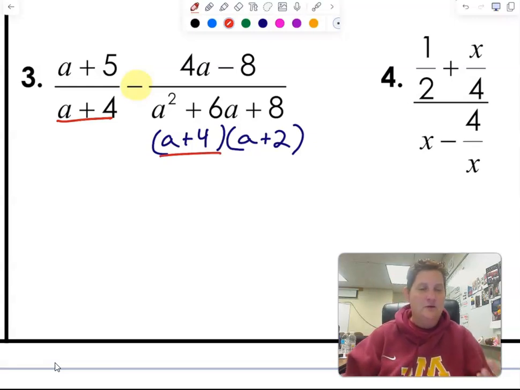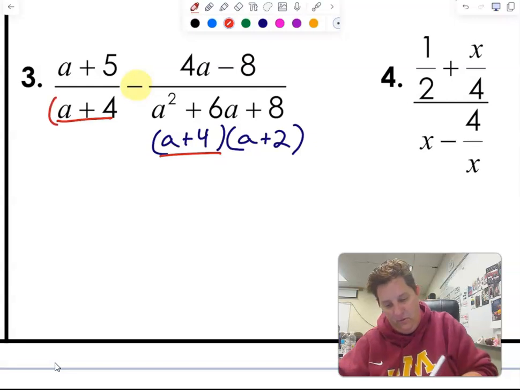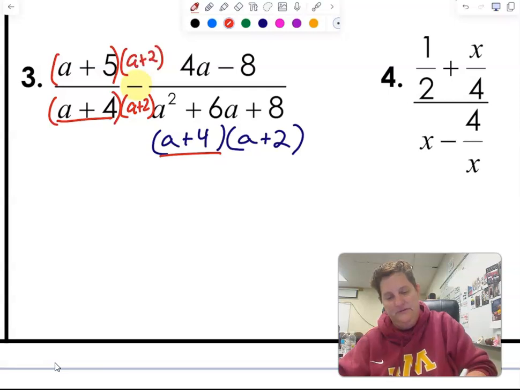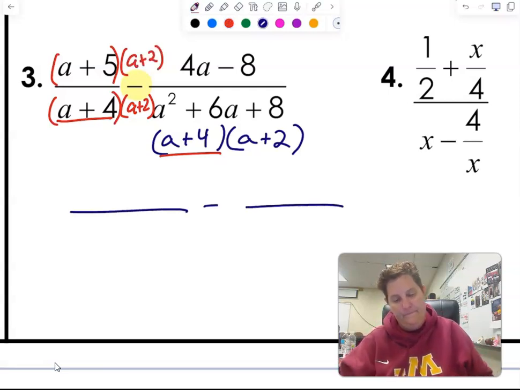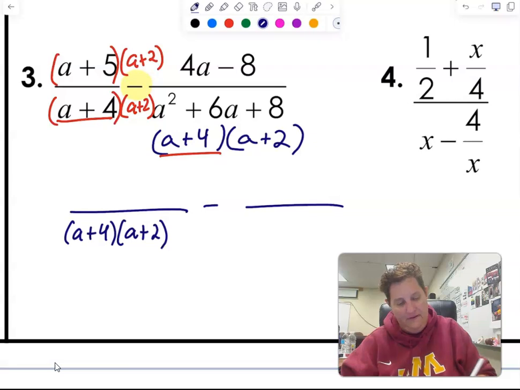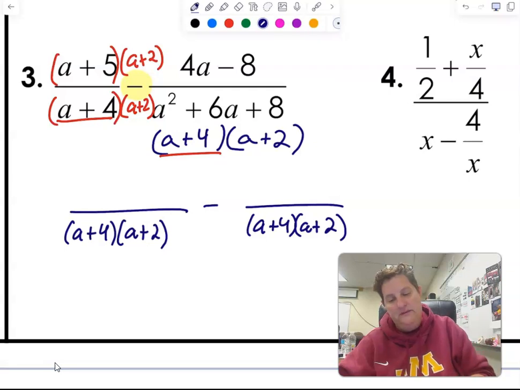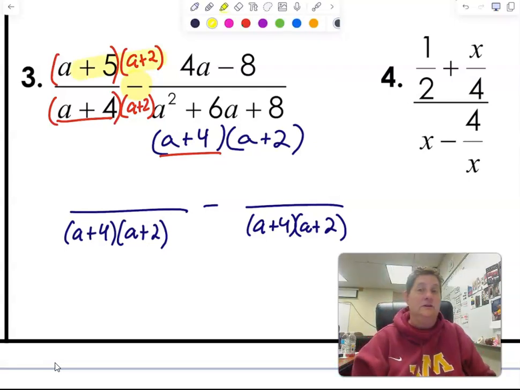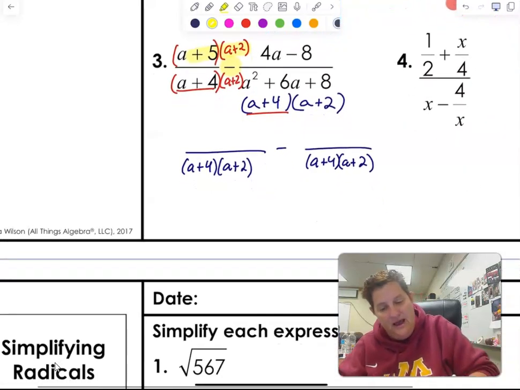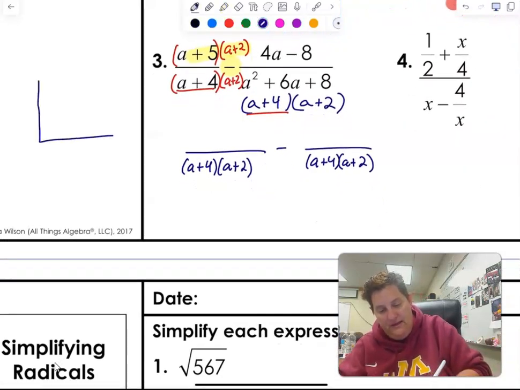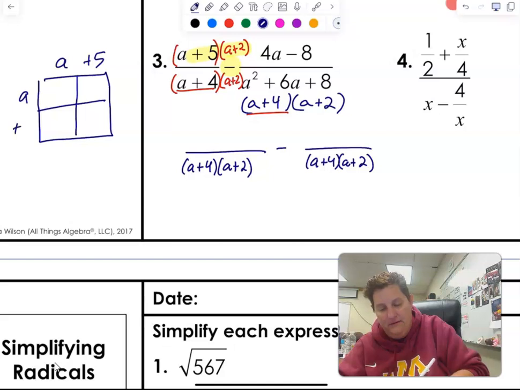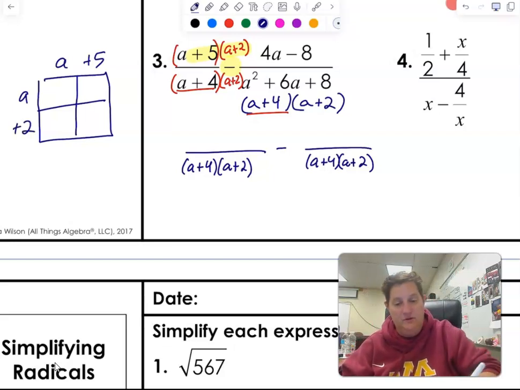That's great. So how do I make them have the same denominator? Well, this one needs an a plus 2, and this one needs an a plus 2. Okay? Now my denominators are the same. They're a plus 4, a plus 2. Now on the top, alright, this is actually a little annoying, because I have to multiply out a plus 5 times a plus 2. Now you can FOIL it, you could do the box, whatever you want, but you got to multiply that out.